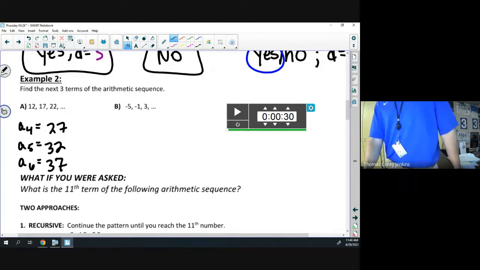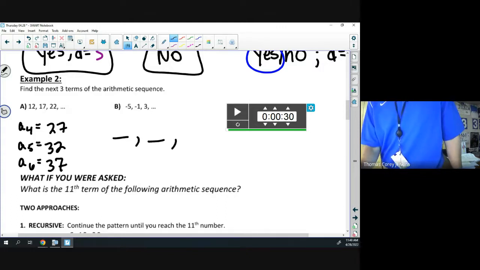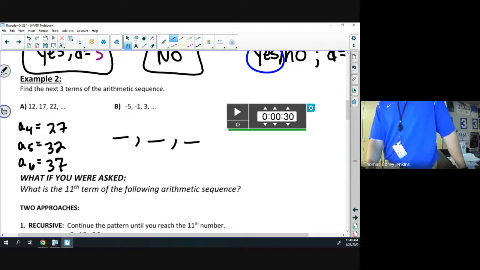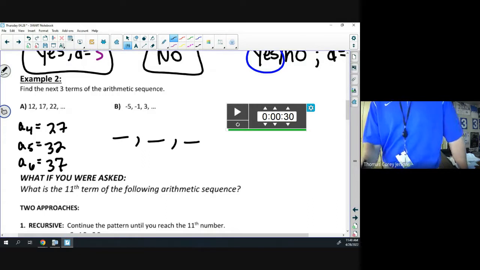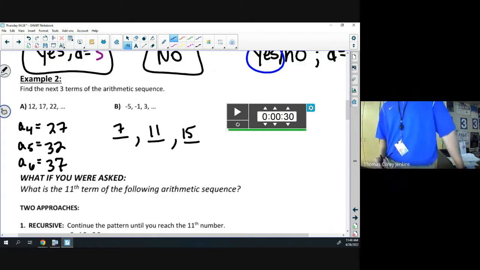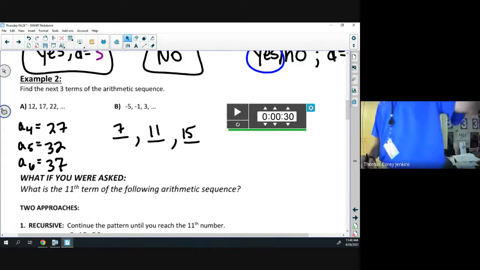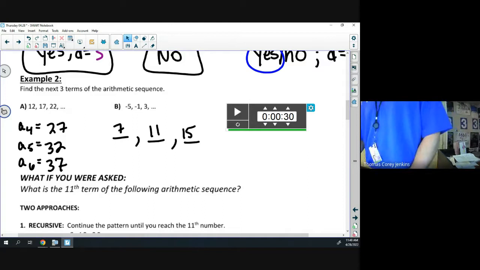You don't have to use that notation here. You could just do number, comma, number, comma, number. All right. Anybody want to kind of fill in the blanks for me? Anybody have that for me on B yet? Sam? 7, 11, 15. That's right. Okay. So quick, you don't have to write out a bunch of work here. It's just pattern recognition. All right.